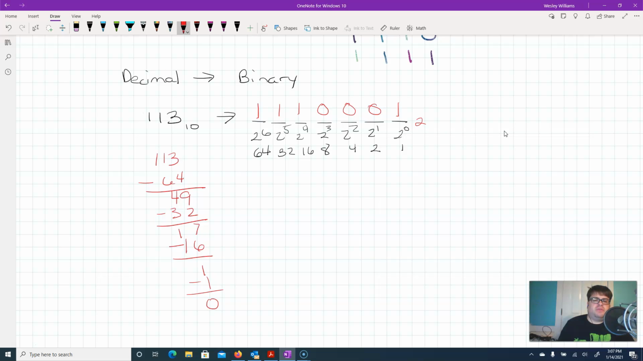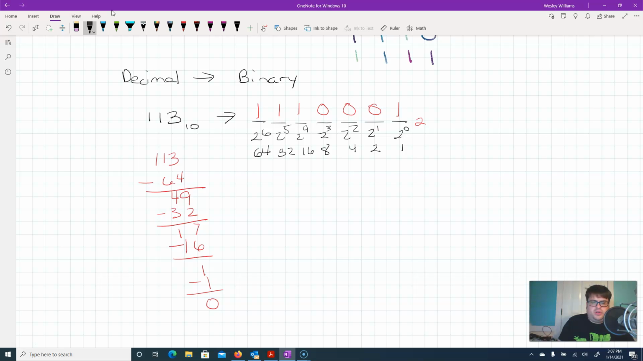And whenever you get a place value that is bigger than what you have left over, you put a 0 there. All right, and that'll be a good way to convert between decimal into binary. A very simple process right there. We'll do one more for practice.